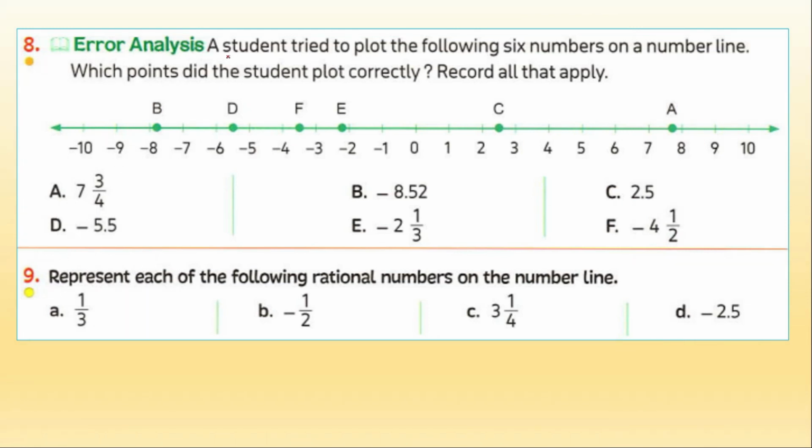Error analysis. A student tried to plot the following 6 numbers on a number line. Which points did the student plot correctly? Record all that apply. Okay, so the student made some mistakes and we want to discover them. Letter A: 7 and 3 quarters. Where is A? 7 and 3 quarters. So it's right, he wrote it correctly.